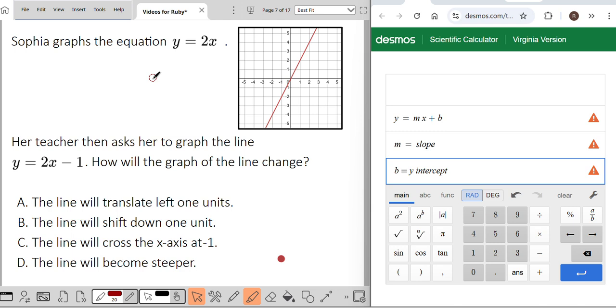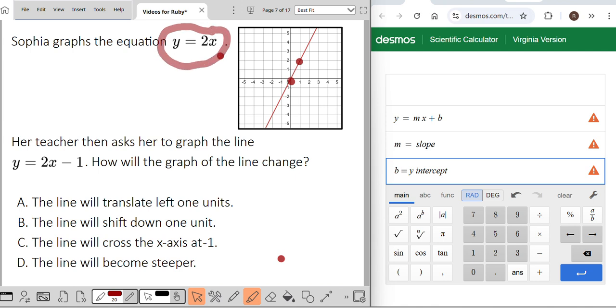Okay, so where Sophia is going to graph the equation y equals 2x. Because there's no y-intercept, her y-intercept is (0, 0). And then she counted up 1, 2, and over 1. So that is the line that's represented by this equation right here.